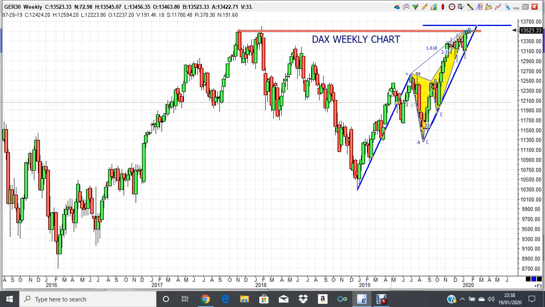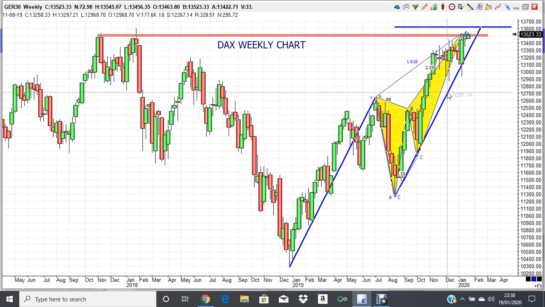Like I said, we've been watching that push up to 13,600. That could just maybe push up one more time. But we are at the double top. Whether it's going to back off a little bit first, or power in higher, or what, we'll have to wait and see. But so that's the DAX.